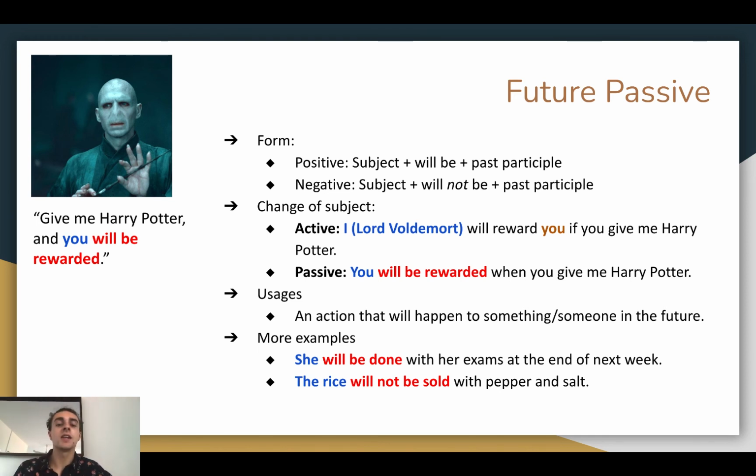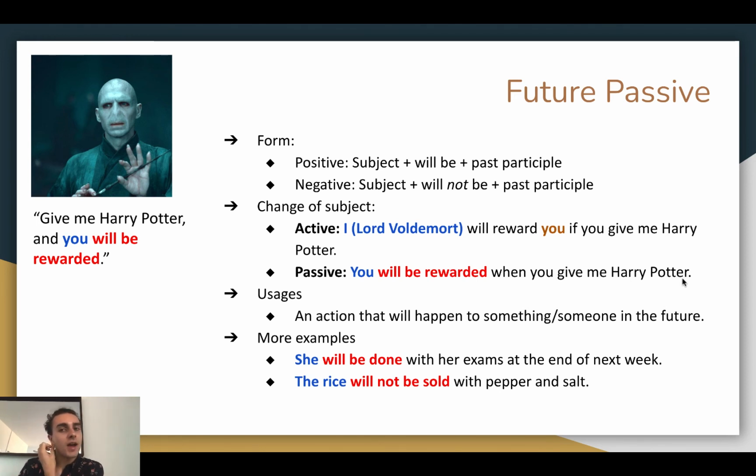And notice here that the subject in the active voice disappears, and we don't always need to say it in the passive voice. So it's not like we say here, you will be rewarded when you give me Harry Potter by me, Lord Voldemort. We don't always have to say that, right? So a lot of times we can just get rid of the subject in the active voice when we're in the passive voice, right? So you will be rewarded when you give me Harry Potter. We don't have to say by who, right?